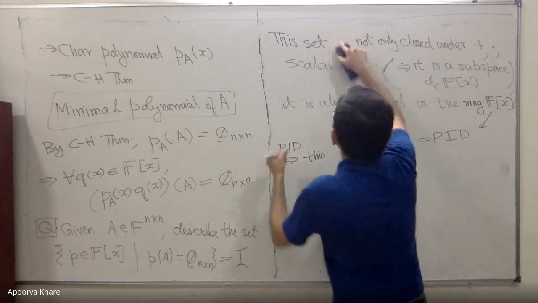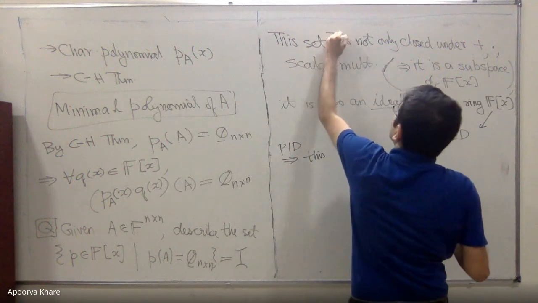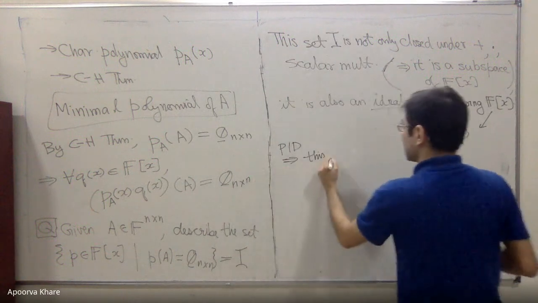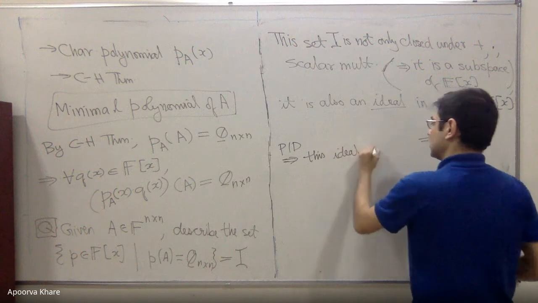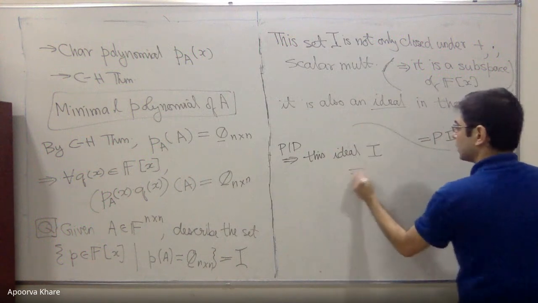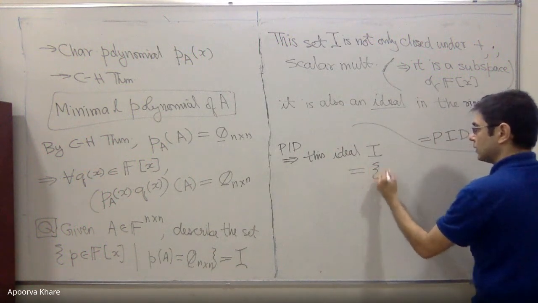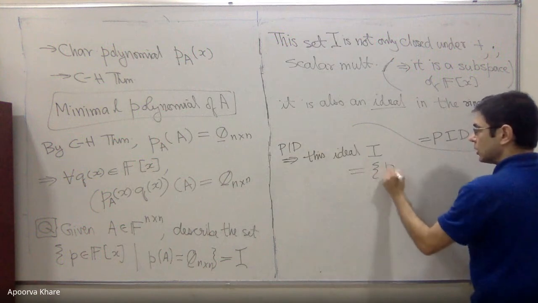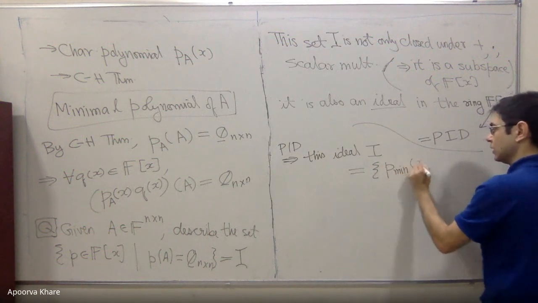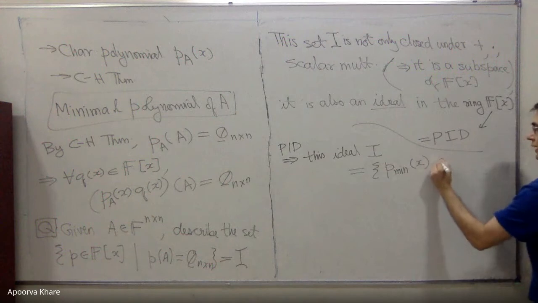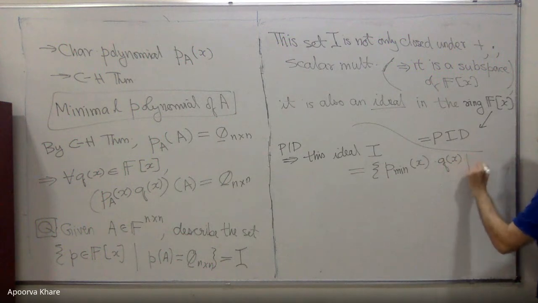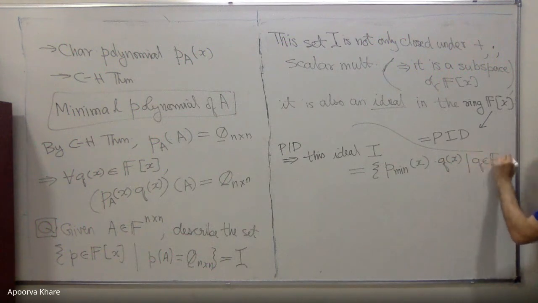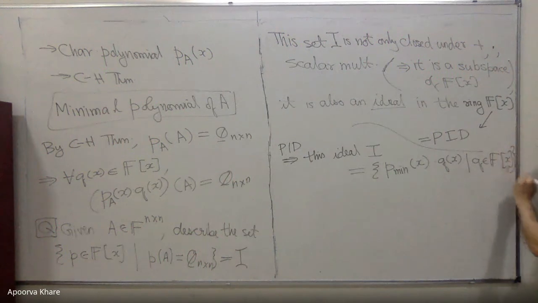This set I, so this ideal equals literally P min of X times Q of X, such that Q is in F[x]. It is every single multiple of P min of X.